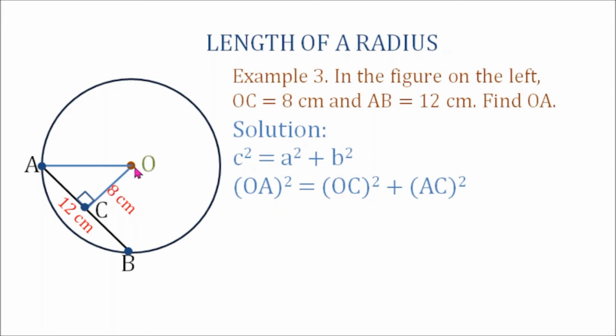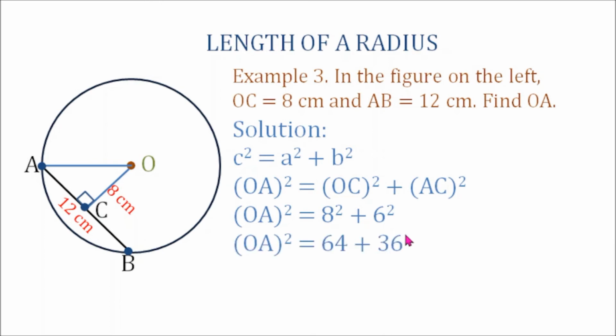Now our OC is 8, and since AB is 12, that means AC is 6. So we have the quantity OA squared equals 8 squared plus 6 squared. 8 squared is 64 and 6 squared is 36. So we have the quantity OA squared equals 64 plus 36. And 64 plus 36 equals 100. So we have the quantity OA squared equals 100.